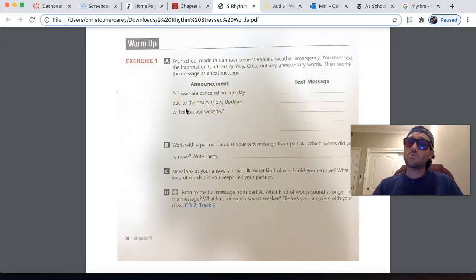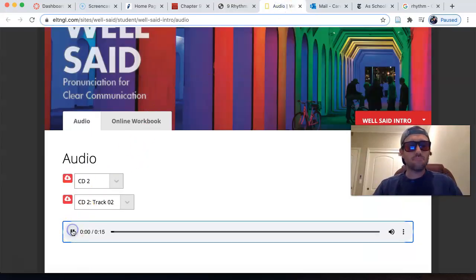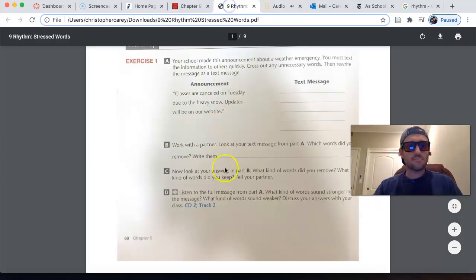And you notice that those weren't very stressed. How about the second sentence? Updates and website. Have a listen and see if those words carry more stress or are more heavily pronounced than the other words in the sentence. Listen one more time. Chapter 9, Exercise 1D, page 68.